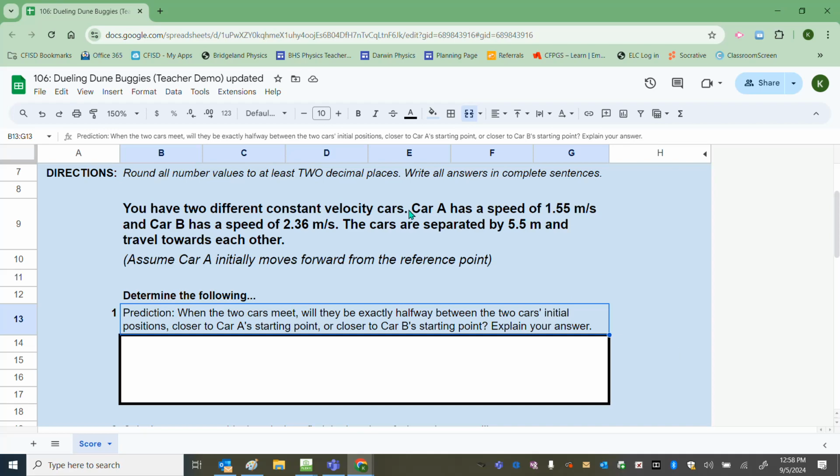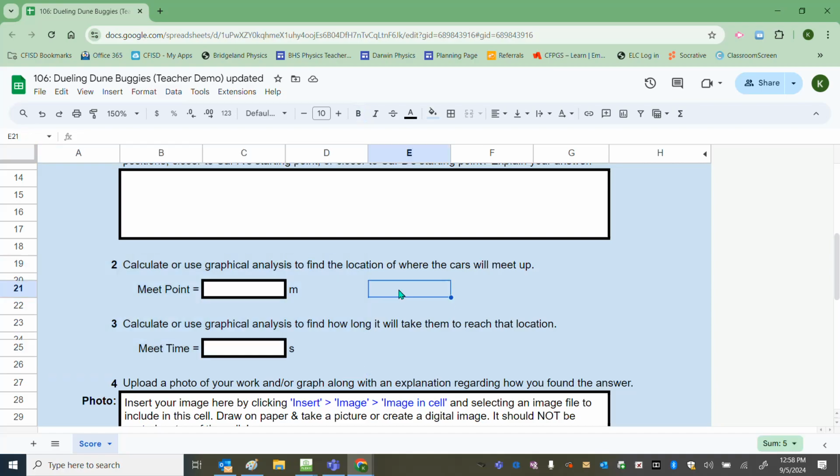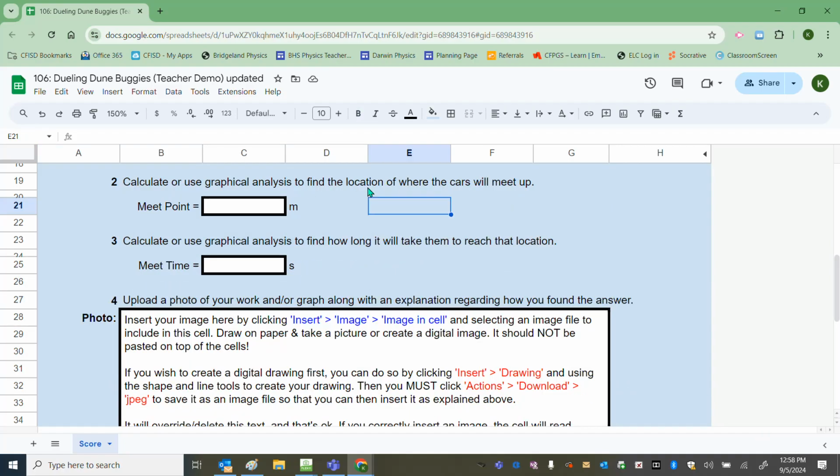Again, it will be based on your numbers. Then you're going to go down, and numbers 2 and 3 are where you actually type in the location where the cars will meet or collide and the time that will take them to do that. Okay, and so you're going to type in your values here.